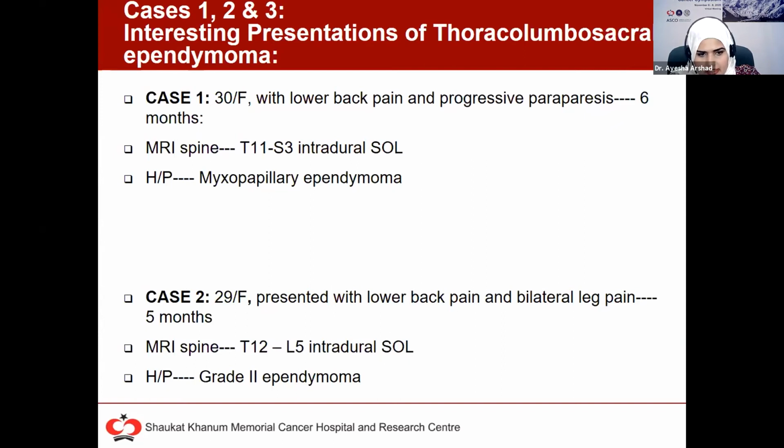Then in the second case, the 29 years old lady, this unfortunate lady presented with back pain and bilateral leg pain. Her pain was so severe that she was actually agreeing to have surgery initially, but it got delayed because of COVID, because our elective list got cancelled. She did not have any neurological deficit. So later on when she came, she again had, fortunately, no neurological deficit, only back pain and leg pain.